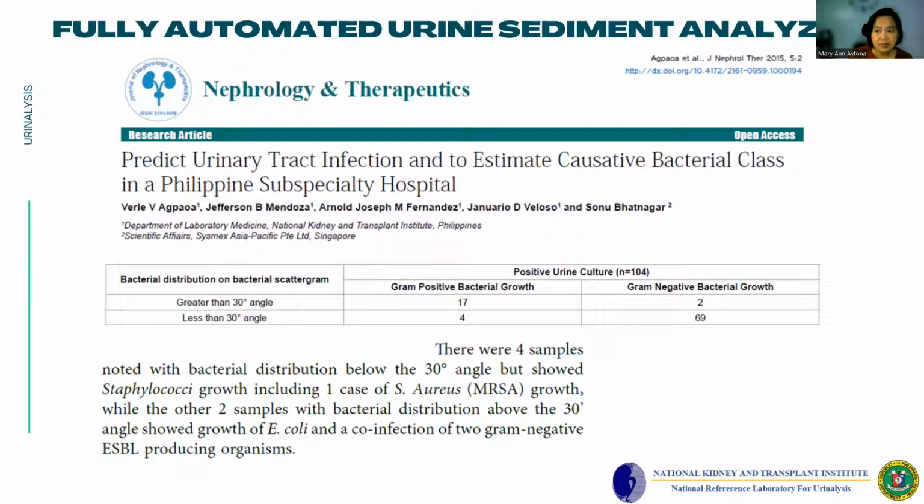According to this study, there were 4 samples noted with bacterial distribution below the 30-degree angle that showed staphylococci growth, including 1 case of Staph aureus growth, while the other 2 samples with bacterial distribution above the 30-degree angle showed growth of E. coli and a co-infection of 2 gram-negative ESBL-producing organisms, or the extended spectrum beta lactamase.